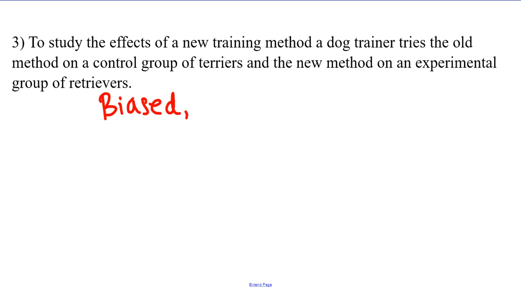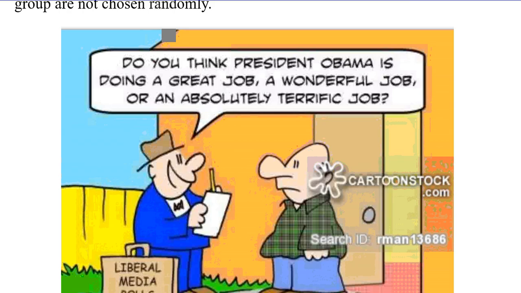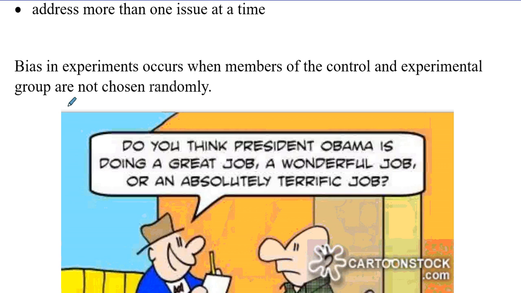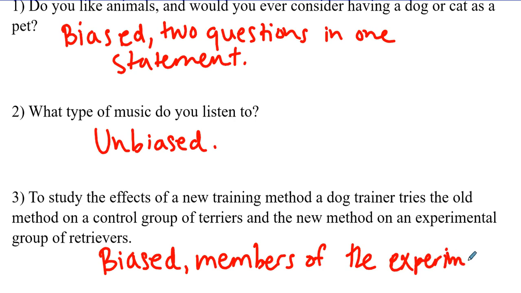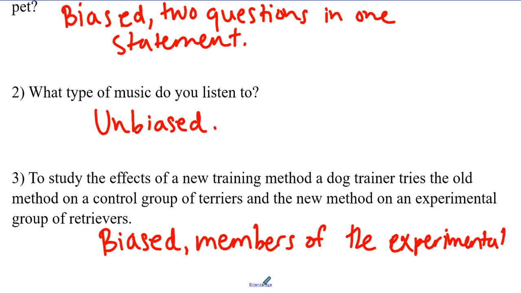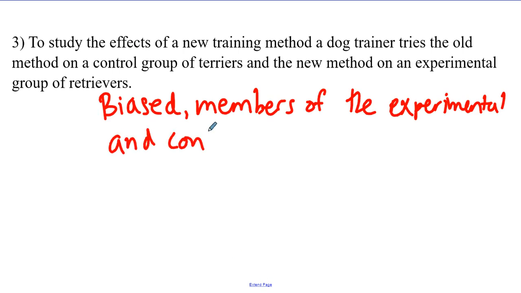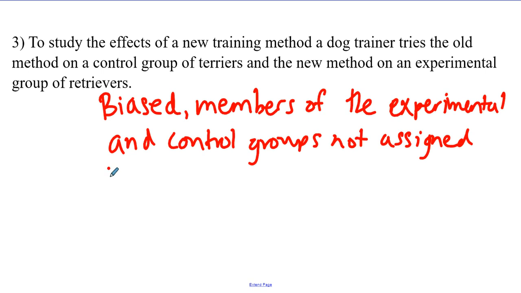So the reason that this is biased is because of what we said down here. You can have bias in the experiment when members of the control and experimental groups are not chosen randomly. We force them to be different. So, members of the experimental and control groups not assigned randomly. You would need a mix in between the two. So otherwise you wouldn't know, is it the breed or is it the new training method that is causing the dogs to learn better or worse?